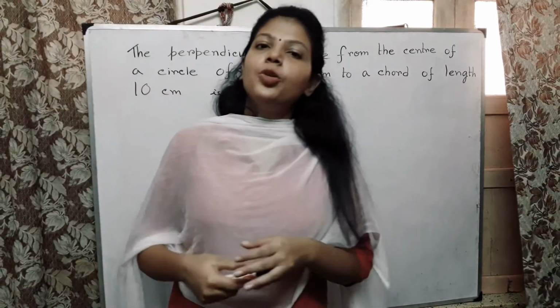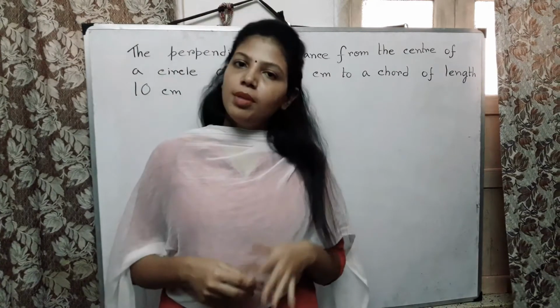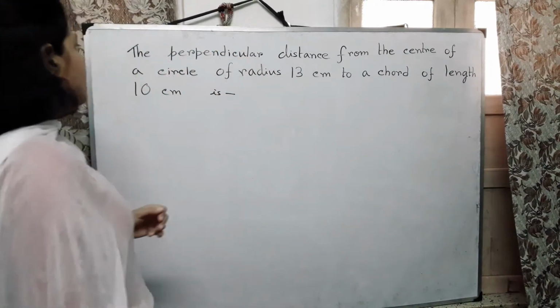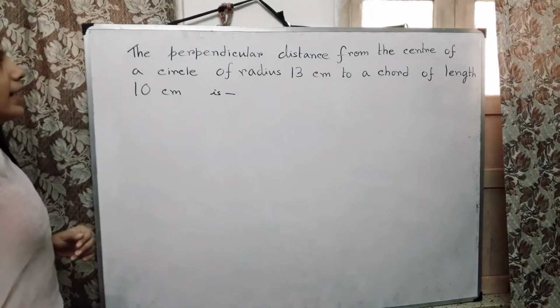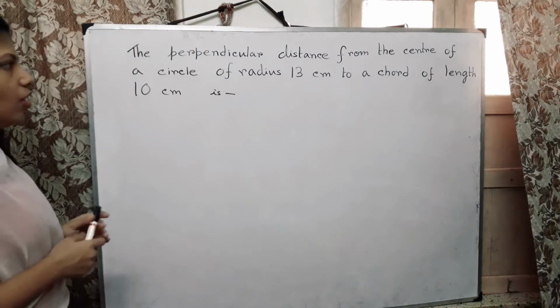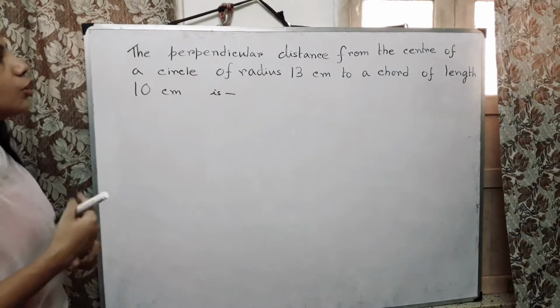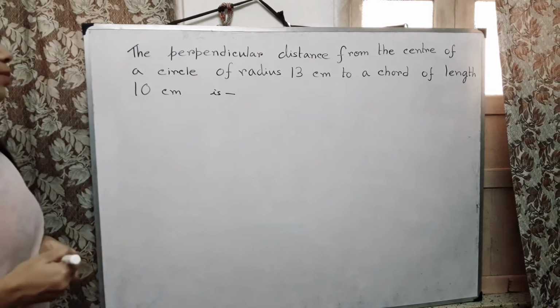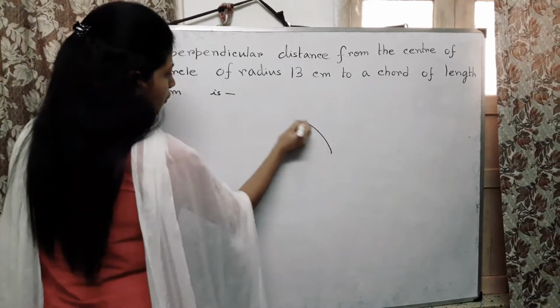Hello students, today I will discuss some applications of the previous theorem. So what is sum number 1? The perpendicular distance from the center of a circle of radius 13 cm to a chord of length 10 cm is... First draw a circle.